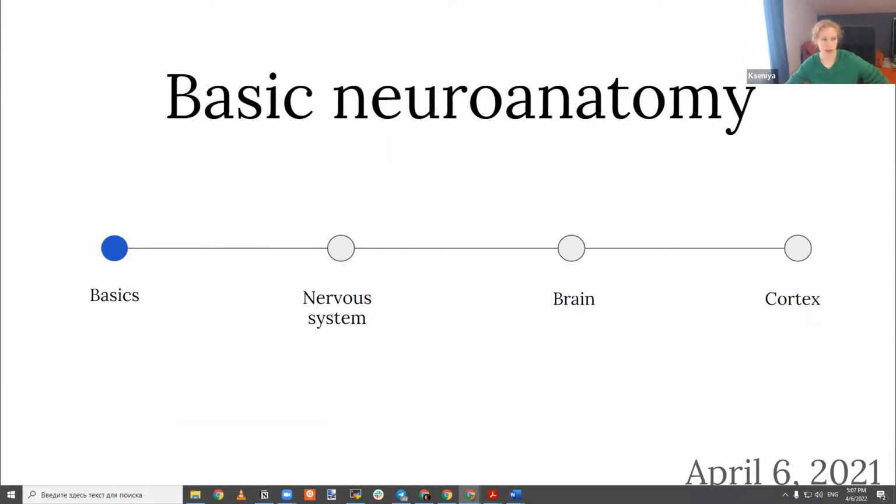The topic is basic neuroanatomy, and we will have 4 parts. The first part is about some basic principles. The second part is about nervous system. The third part is about the brain itself. And the last part is about neocortex or the highest brain.